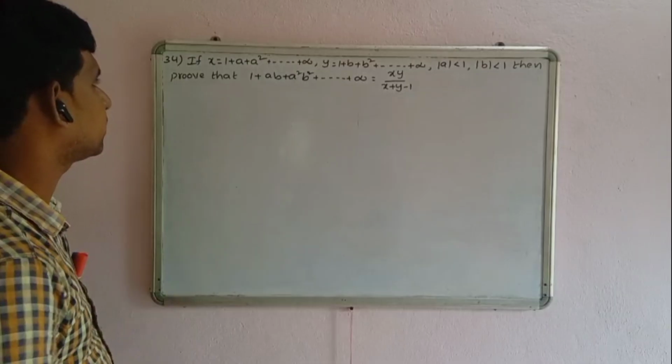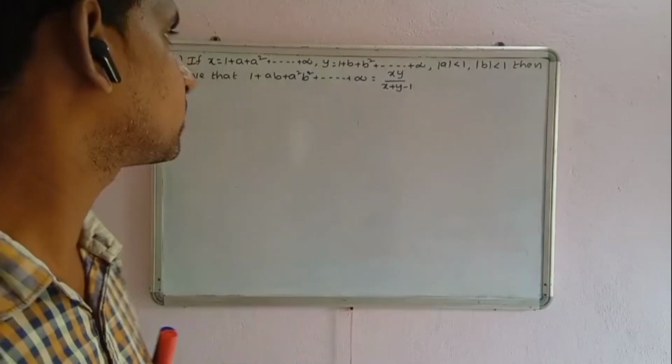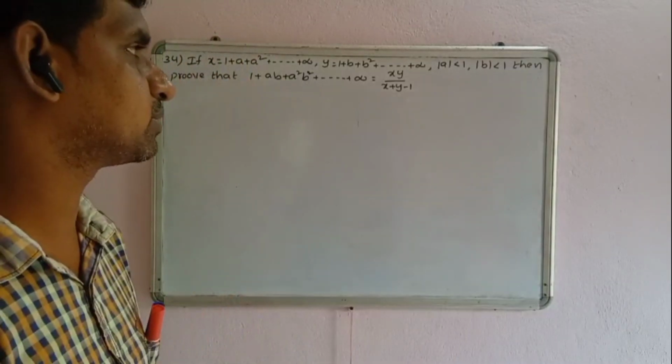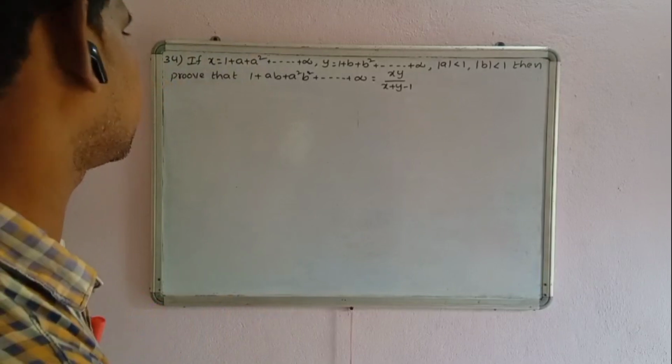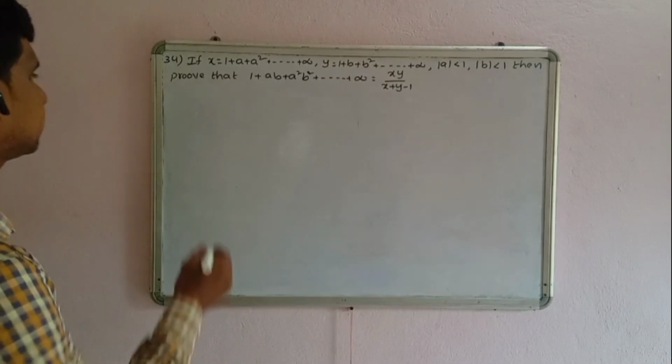Problem 34. If x equals 1 plus a square and so on to infinity terms, y equals 1 plus b square plus so on to infinity terms, where absolute value of a is less than 1 and absolute value of b is less than 1, then prove that 1 plus ab plus a square b square plus so on to infinity equals xy by x plus y minus 1.